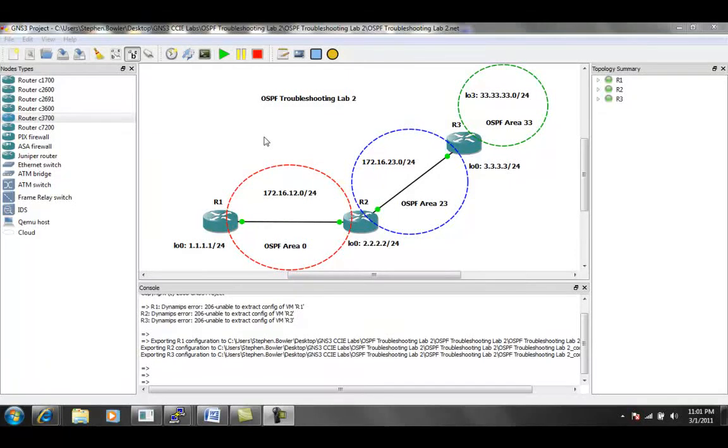Hello, my name is Steve Bowler, and in this video we're going to be taking a look at Open Shortest Path First, OSPF. In particular, within OSPF we're going to be taking a look at troubleshooting OSPF, and this lab is OSPF Troubleshooting Lab 2.